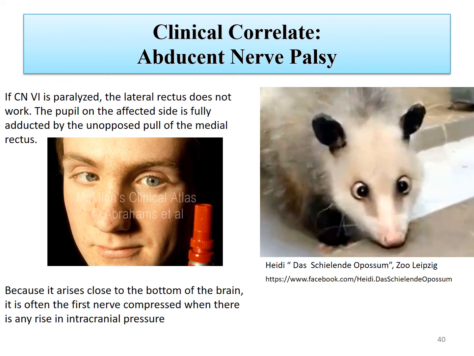Also, because it arises at the bottom of the brain, it is often the first nerve that is compressed when there is any rise in intracranial pressure. This here is a possum, and it looks like it's kind of got a bilateral abducens nerve palsy. I think that might actually just be the way that possums look.